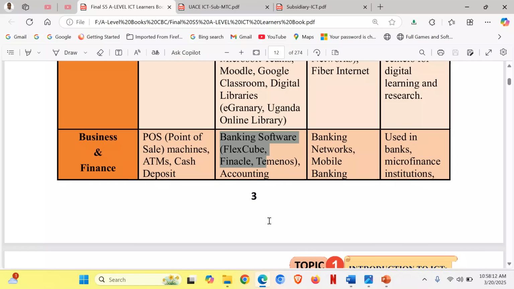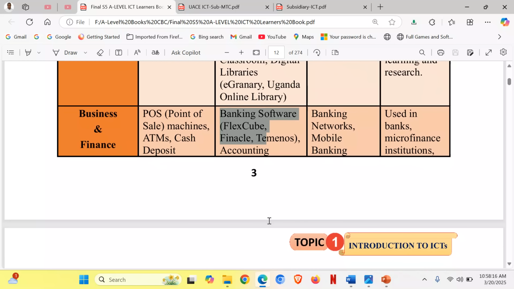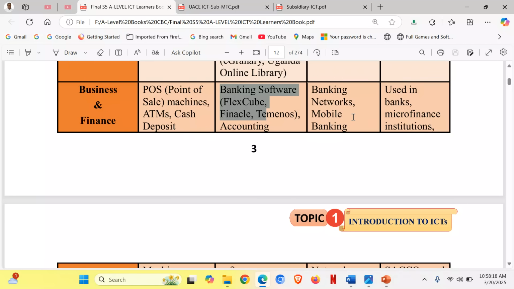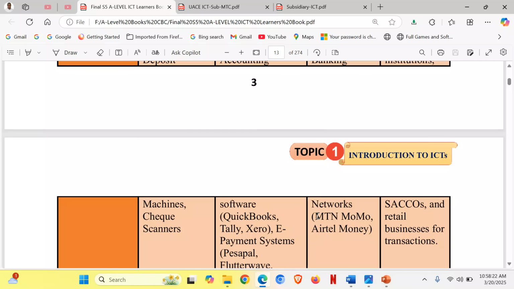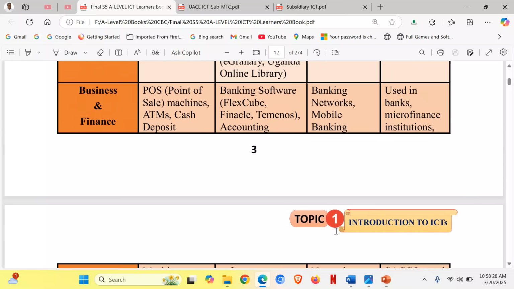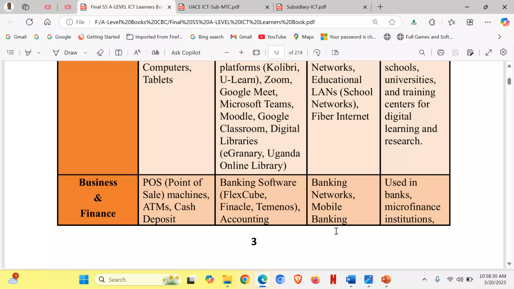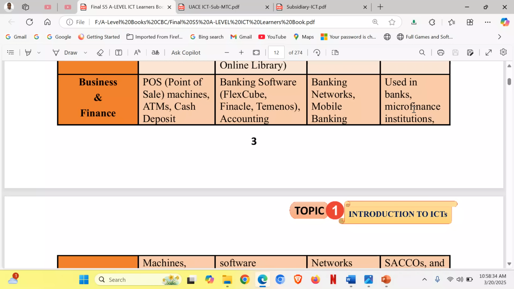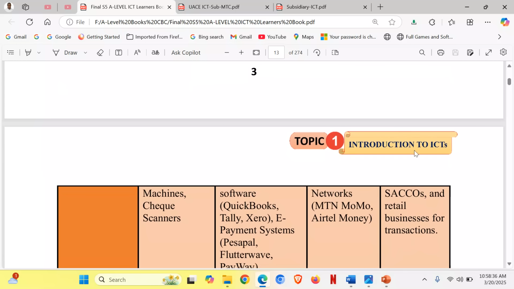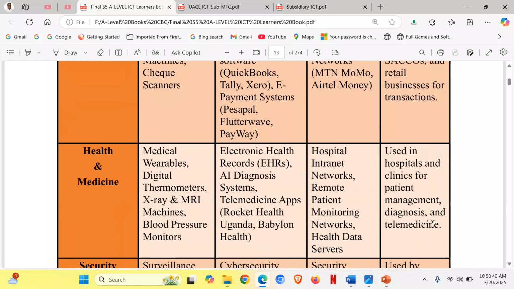Then when it comes to the network ICT tools, we have banking networks, we have mobile banking networks, MTN mobile money, MTN Momo, we have Airtel Momo. All those are network ICT tools. What are they used for? They are used in banks, microfinance institutions, SACCOs, and retail businesses for transactions.